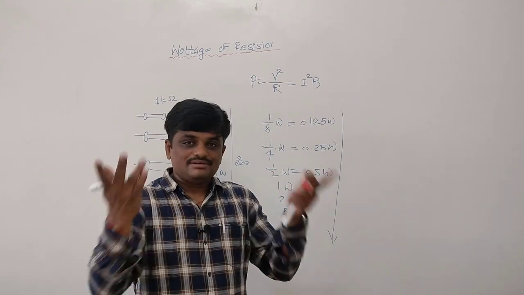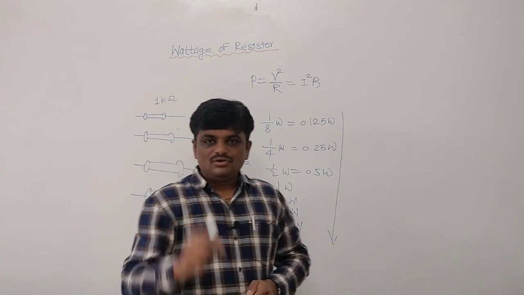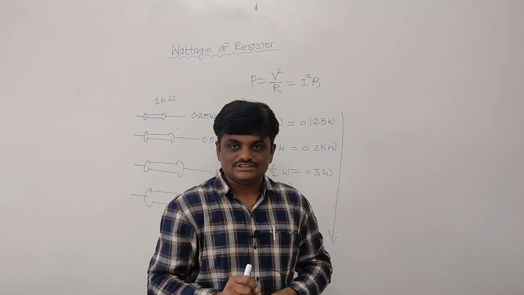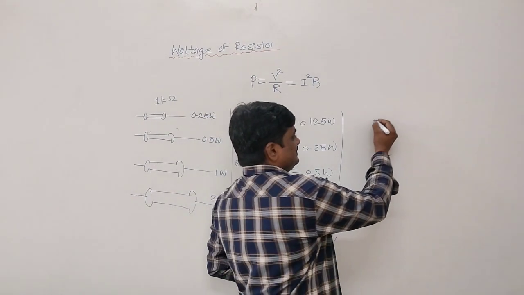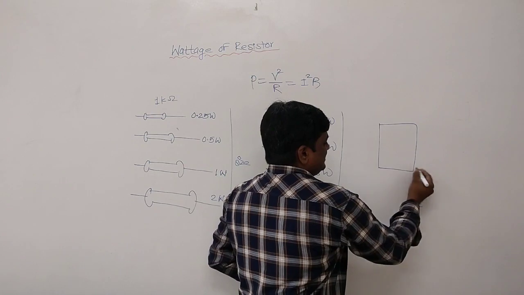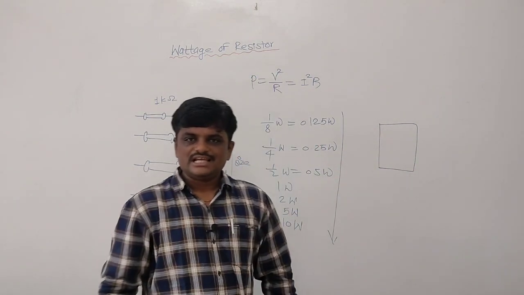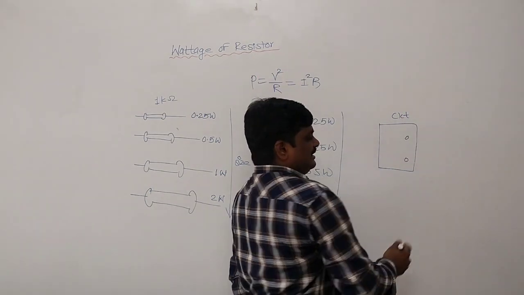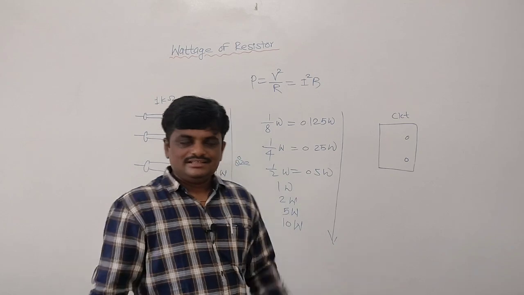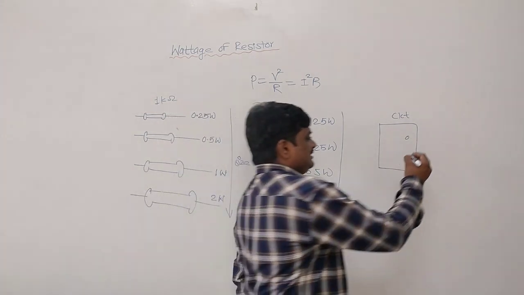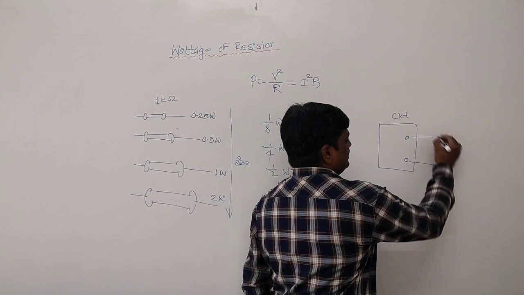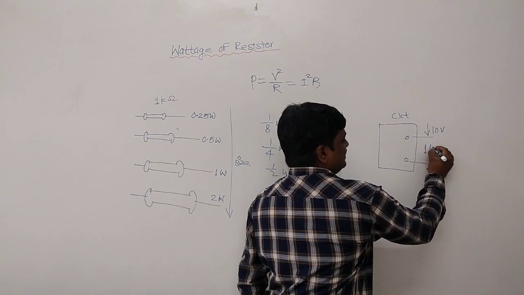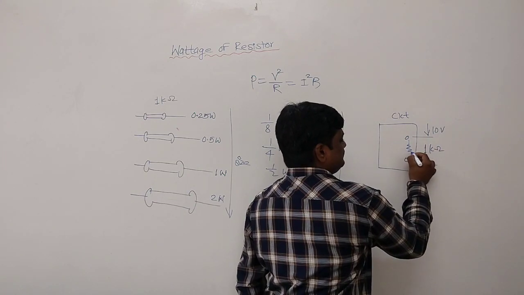Now let us take one practical example. In a circuit, if you want to connect a resistor, along with its resistance value, you also have to consider its wattage. For example, say this is a circuit. In this circuit, there are different components, different connections, and there are 2 points in this circuit. I have to connect a 1 kilo ohm resistor in between these 2 points. But the voltage appearing in between these 2 points is say 10 volt.